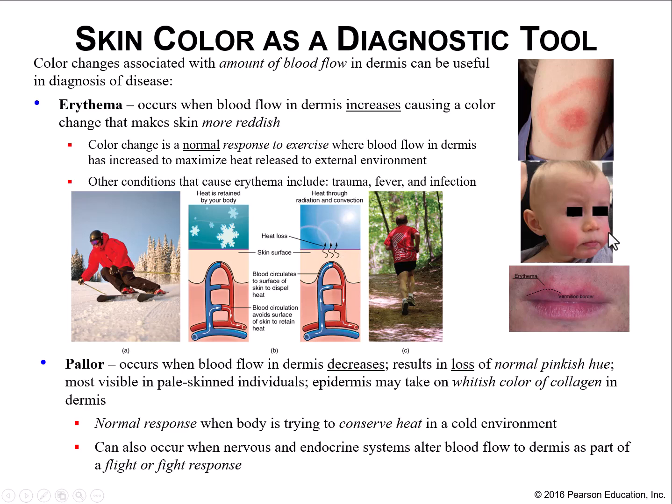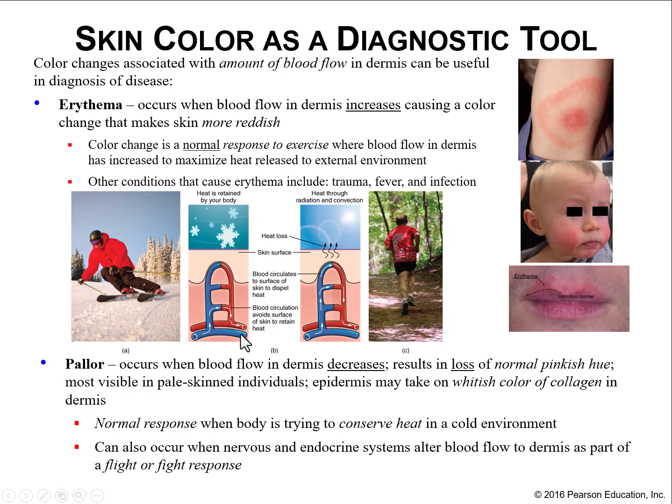This child's experiencing a fever. This is that typical bullseye rash, so an infection. So fever, infection, all these can lead to what we call erythema. And that is where you have more blood flow to the dermis. And then here is an inflammation around the lips where you can see the redness. So any type of inflammation, blood rushing to the skin surface, gives you that red flushed experience. Another is pallor. And so usually this is when you're deprived of oxygen.